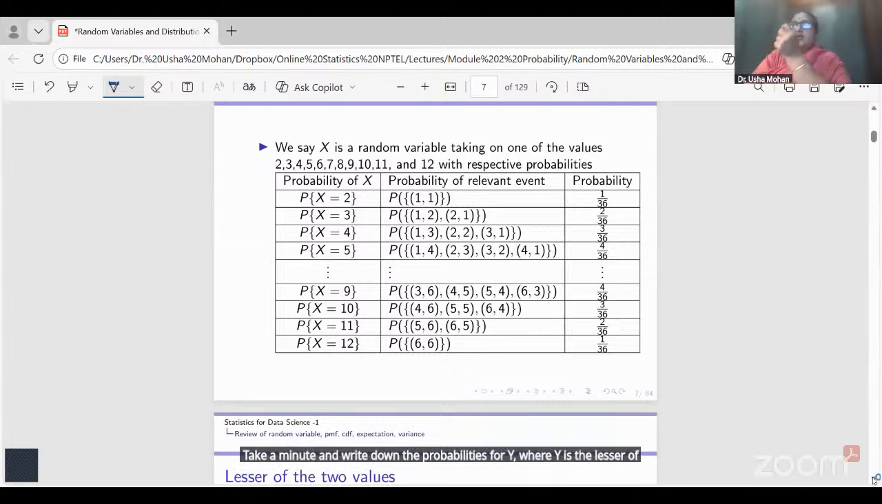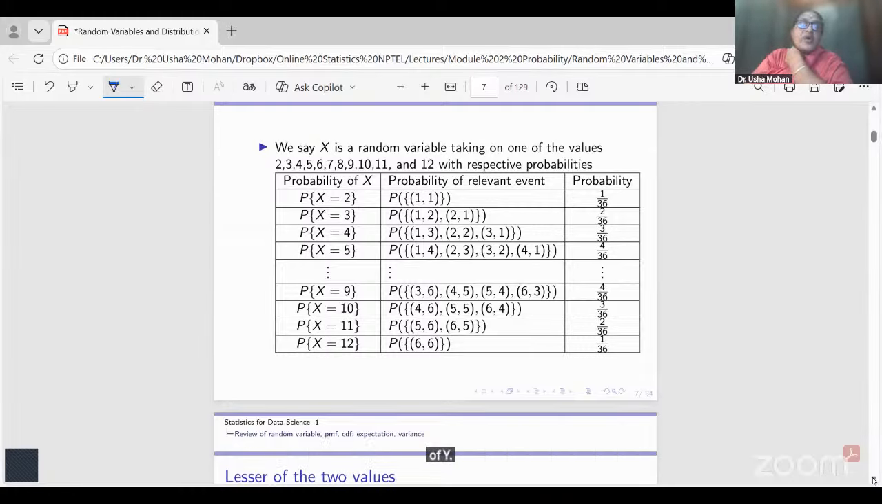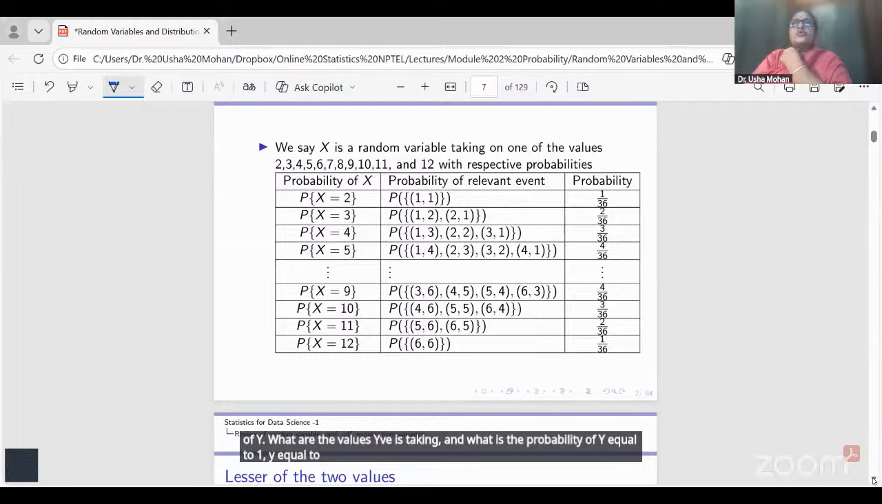Take a minute and write down the probabilities for y, where y is the lesser of the two values. I give you all a minute. Take your notebooks and write down what is the probability of y. What are the values y is taking? And what is the probability of y equal to 1, y equal to 2, up to y equal to 6?